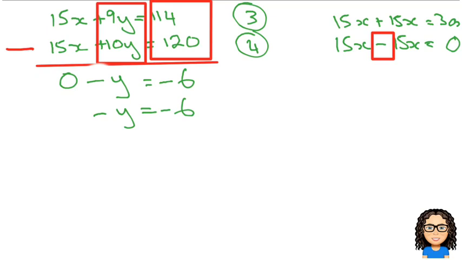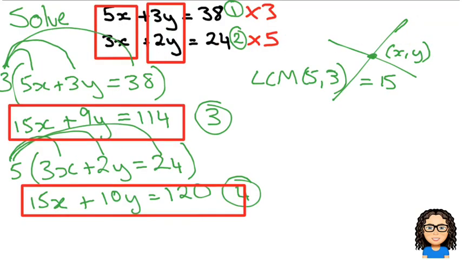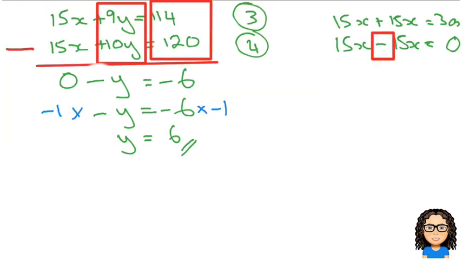I want to get rid of that minus sign. So I can do that by multiplying both sides by negative 1. A negative times a negative makes a positive, so that's going to give me y equals, and again, negative 6 times negative 1 gives me positive 6. So there is my y value. Now remember, we're trying to find the coordinate point where they meet. We're trying to find both the x and the y value. Okay, so we've now found the y value, but I still need to find x.